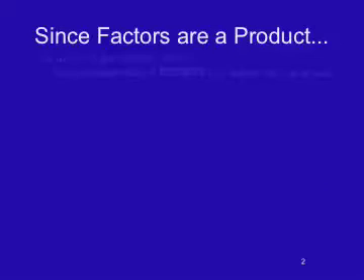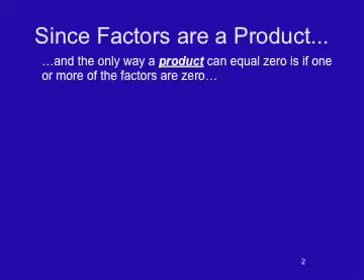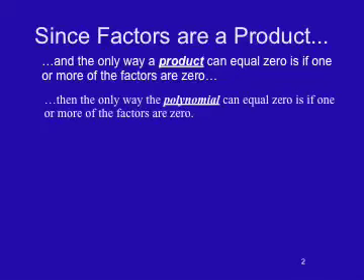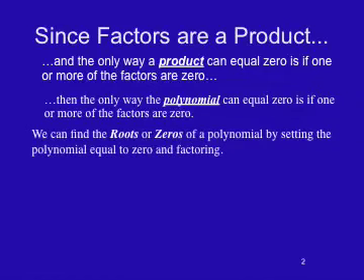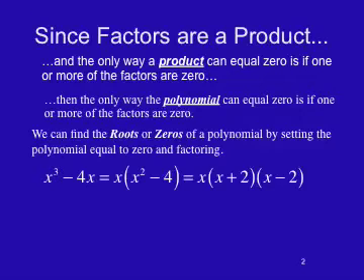Since factors are a product, and the only way to find a product that equals 0 is if one or both of the factors are 0, the only way the polynomial can equal 0 is if one or more of the factors are 0. That might sound like a lot of words, so now we're going to see if we can find the roots or zeros of a polynomial by setting the polynomial equal to 0 and factoring, like in this example.